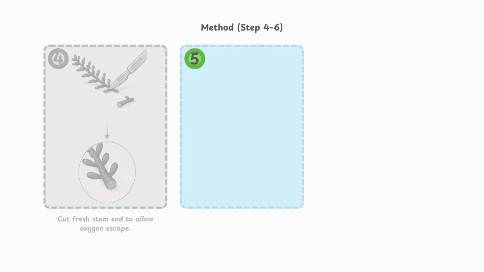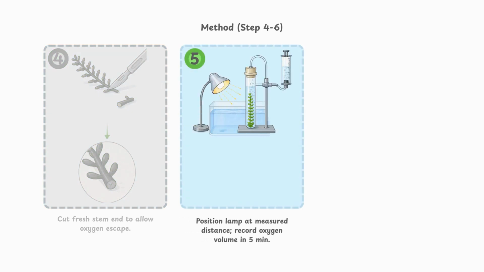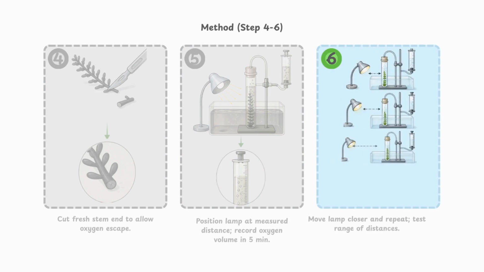Step 5. Position the lamp at a measured distance from the plant. Measure the volume of oxygen produced over 5 minutes using a gas syringe. Step 6. Move the lamp closer to the plant and repeat the measurement. Continue testing a range of distances while keeping the temperature and carbon dioxide concentration constant.